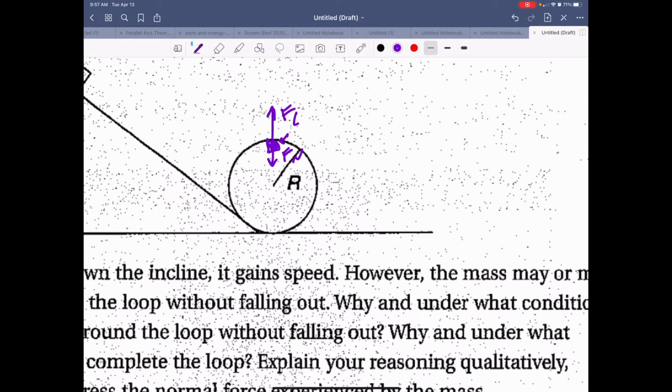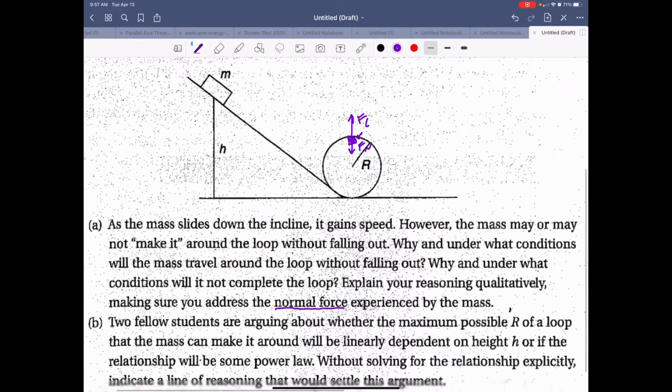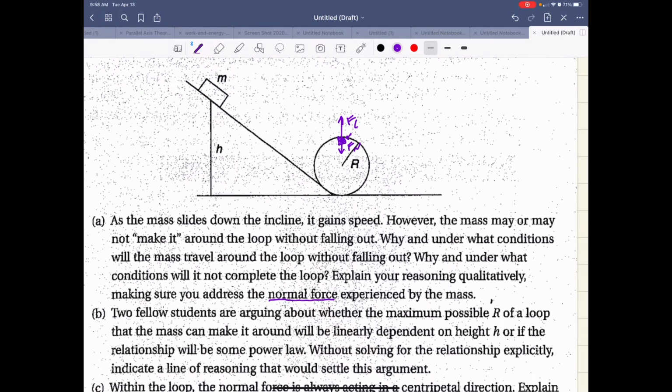So the minimum velocity has always been the minimum velocity so that the normal force does not reach zero, or I guess technically the limit at which it reaches zero. So the minimum velocity will be where the normal force is zero, and so that takes care of it. We're addressing the normal force. So, back to the first part of the question, why and under what conditions?